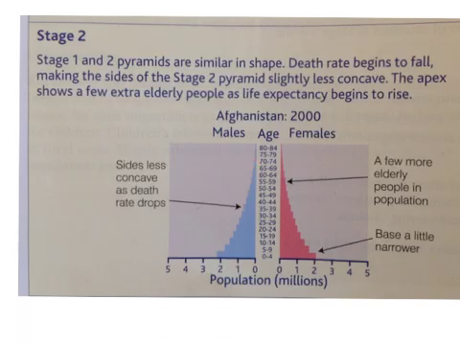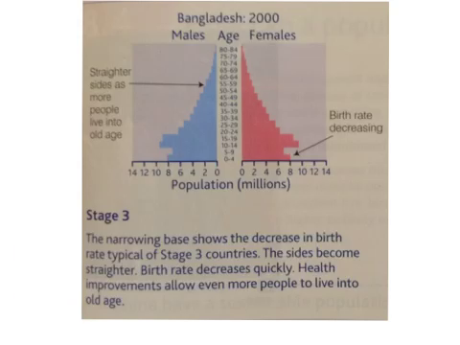And remember, our example country is Afghanistan. This was their population pyramid in the year 2000. So it says here, sides were less concave because the death rate drops. The base is a little bit narrower because the birth rate's not quite so high, and there are a few more elderly people living. So this is a pyramid at stage 3.